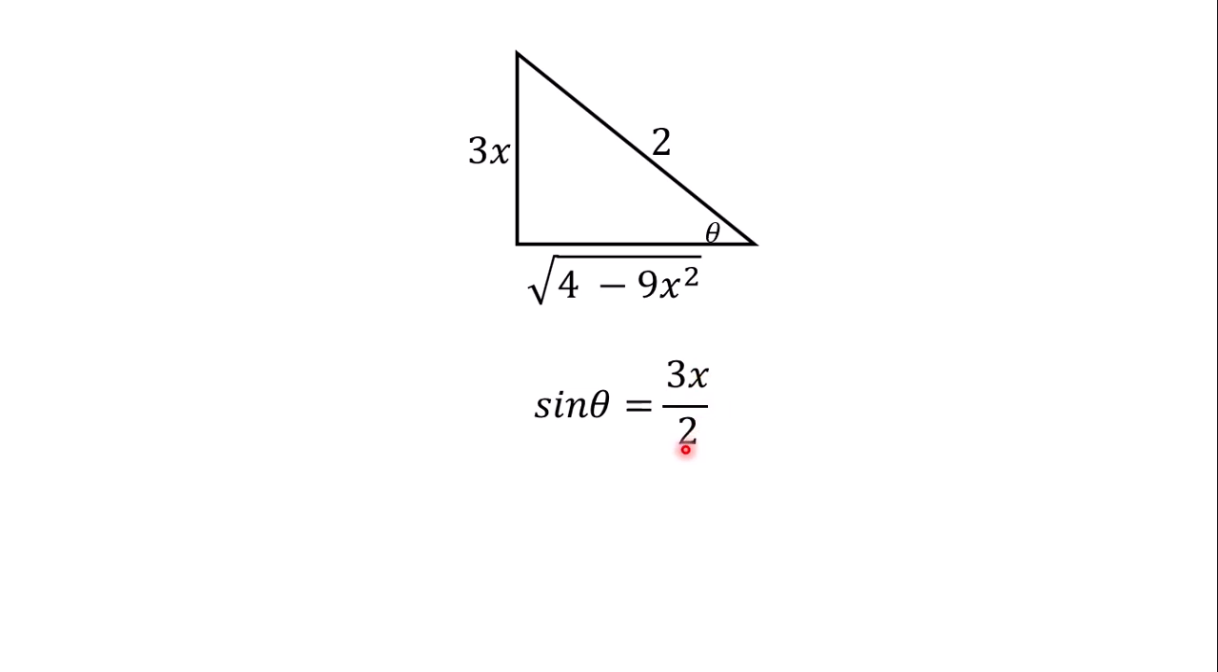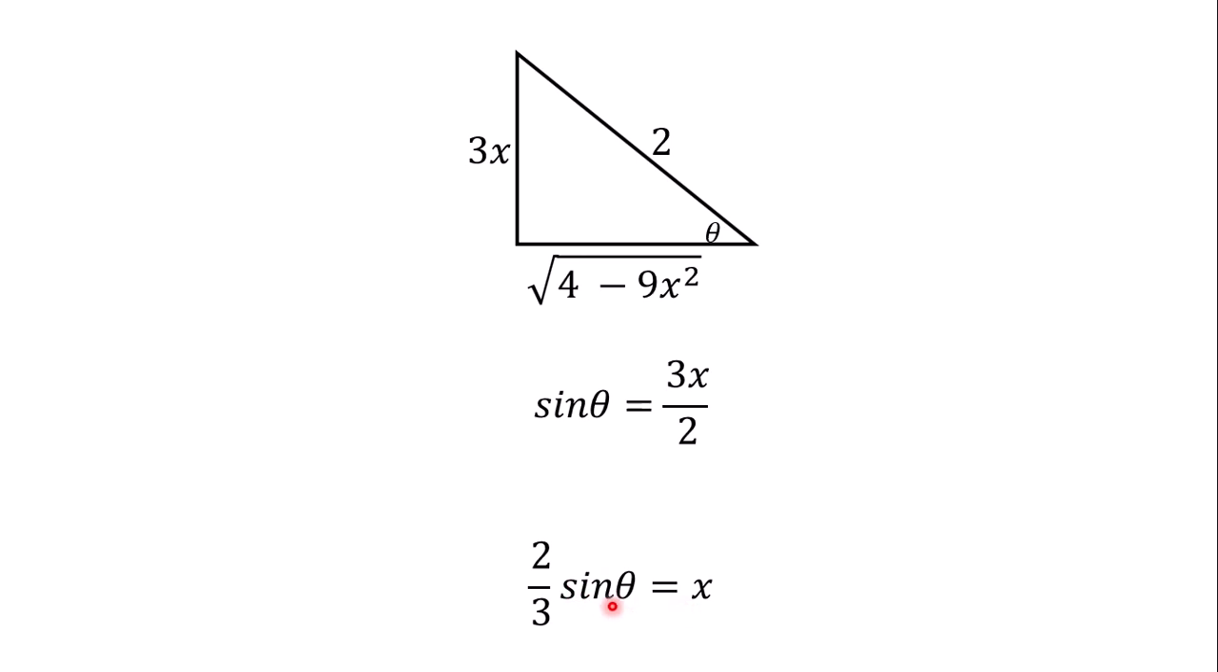Now mind you, at the end of the day, we will have to find what is going to replace x. Here we have sine theta equal to 3x over 2. So what are we going to do? Let's make x the subject. You multiply both sides by 2 over 3, and when you do that, x will be equal to 2 over 3 sine theta.